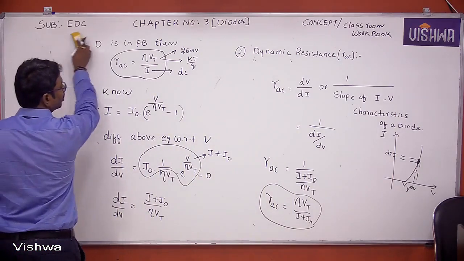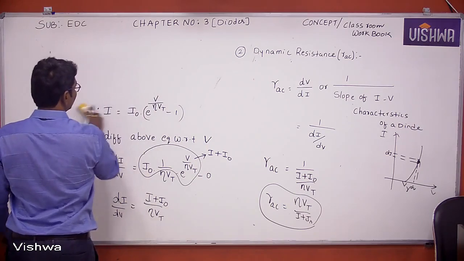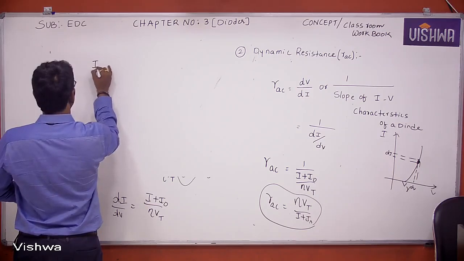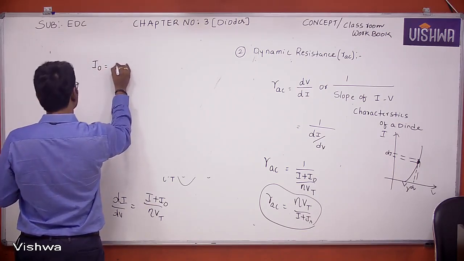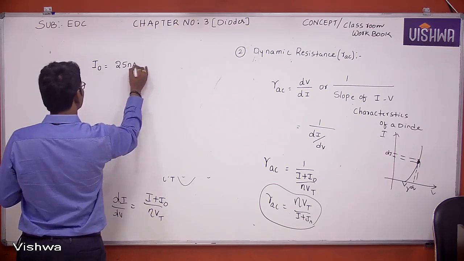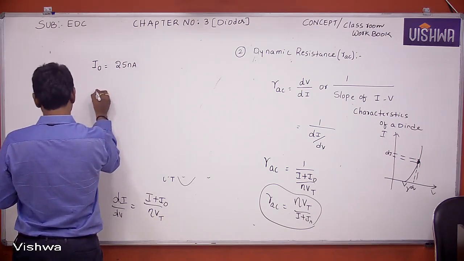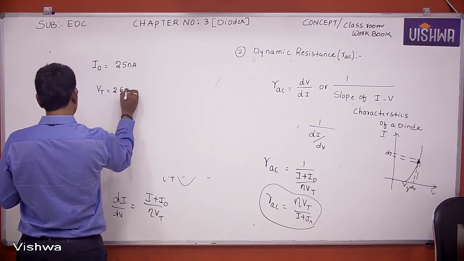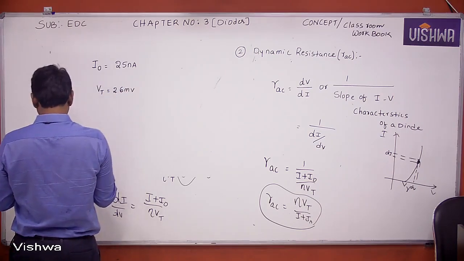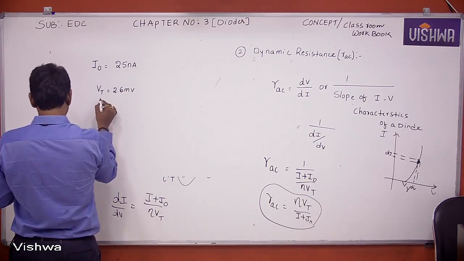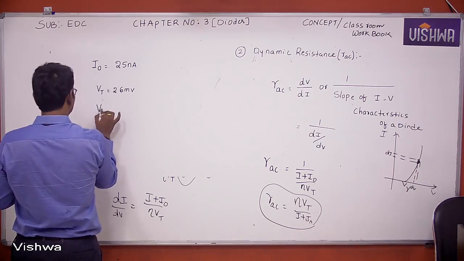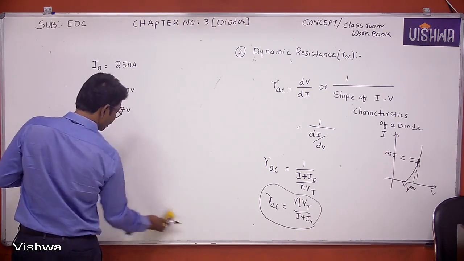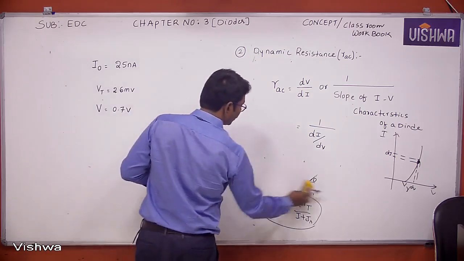See, what is the given data first? They have given a germanium diode having a reverse saturation current of 25 nanoampere. This is at room temperature, so you know VT is equal to 26 millivolts. Next, they have also given the operating voltage V, which is 0.7. Now, what do you want to calculate here?